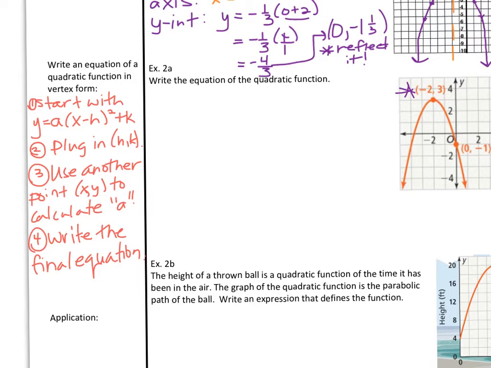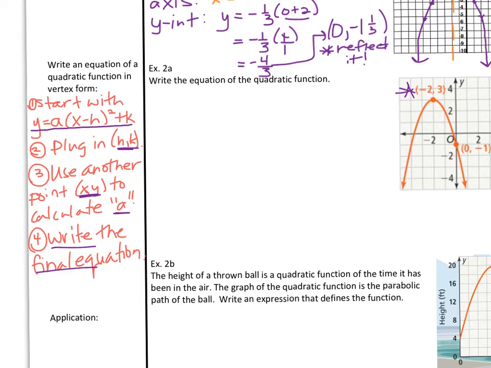Start with the vertex template. y equals a times (x minus h) squared plus k. If you know the vertex, plug it in for h and k in the formula. Then find another point on the graph, substituting it in for x and y. If you do that, you can calculate the a value, and that helps determine if it opens up or down, or if it's stretched or compressed. Once you know a, then you're going to write your final equation, and you're going to keep the variables x and y in your final answer.